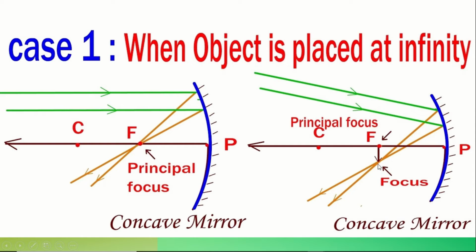Inverted means this is the inverted form. So in this case we have to write the ray diagram as shown in the figure. When the object is placed at infinity, the image always falls on the principal axis, on the principal focus, real and inverted, and diminished. Diminished means smaller, point size.